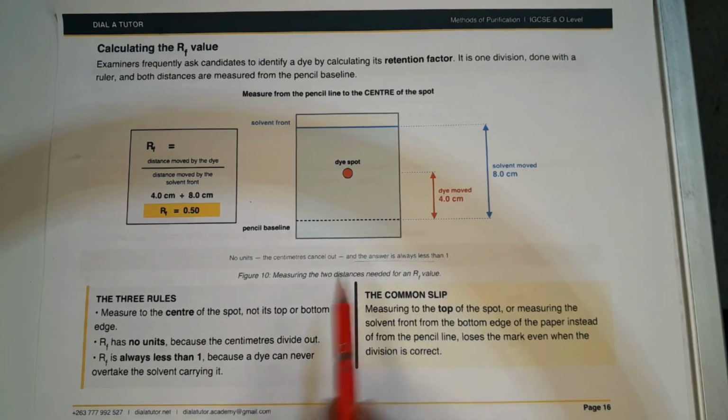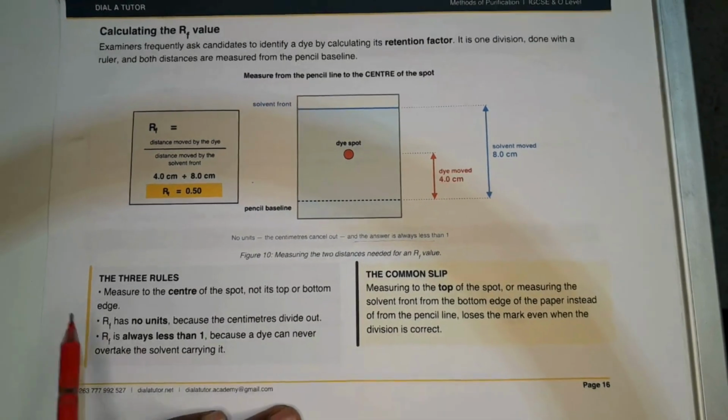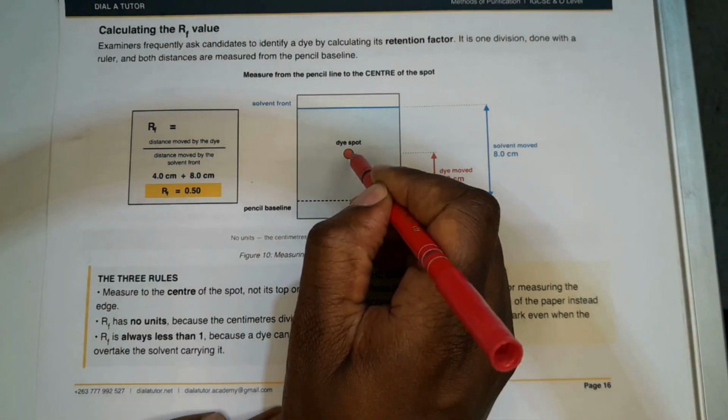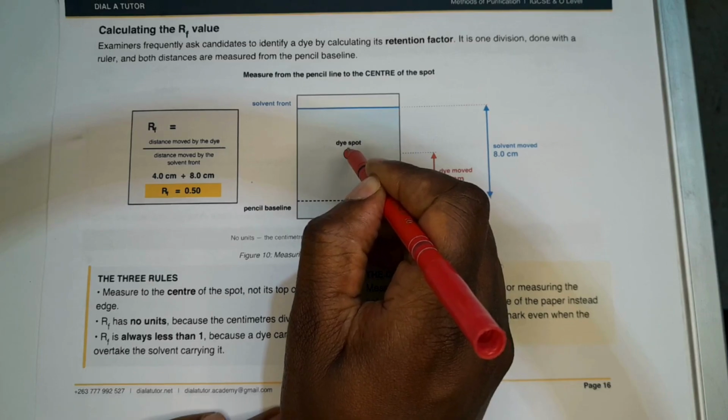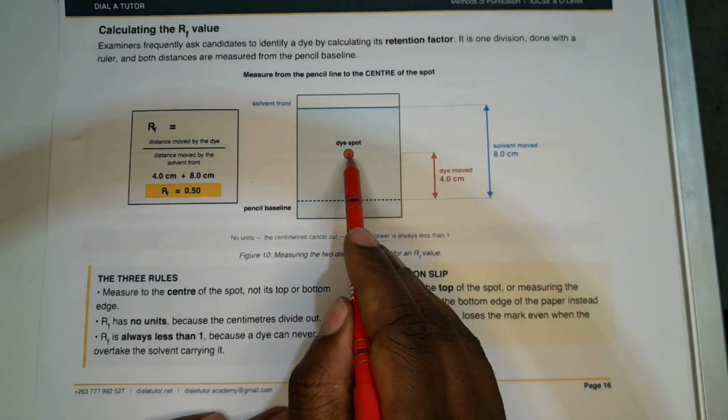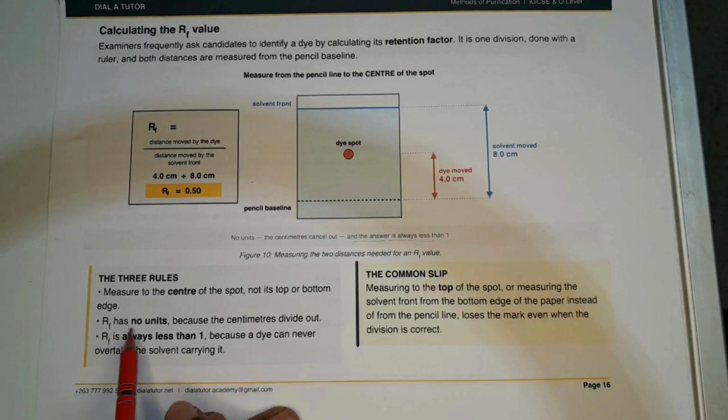So the moment you get an RF value greater than 1, it means that you would have made an error. You would have made a slight mistake somewhere. Now, the 3 rules. Measure the center of the spot. So it means that you are going to measure the center of the spot, not at the very end or at the lower end of the spot, but right at the center of the spot, which will align with the 4 centimeters. RF has no units because the centimeters cancel each other out. RF is always less than 1 because a dye can never overtake the solvent carrying it.